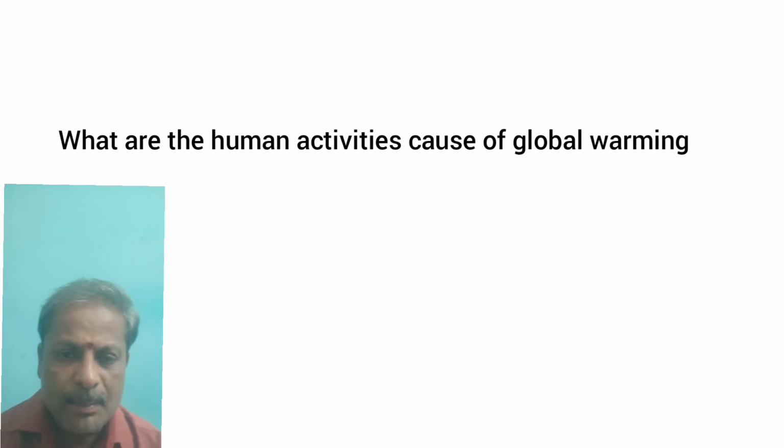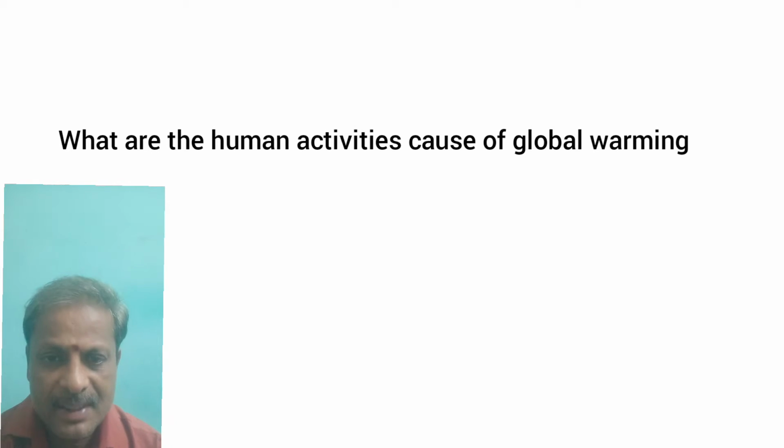Nowadays global warming is maximum caused by human activities. It means man is mainly responsible for the creation of global warming, and we want to explain how man is responsible for global warming. It may sometimes be difficult for us to understand, but actually it is true. Man is the main one responsible for global warming through his activities. Now we have to see what activities done by man cause global warming.